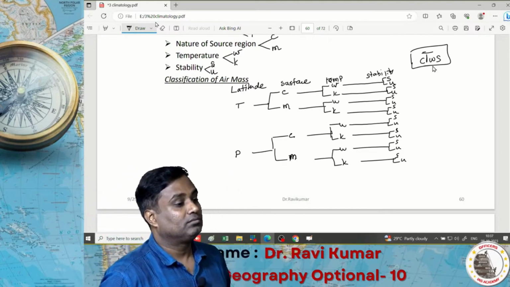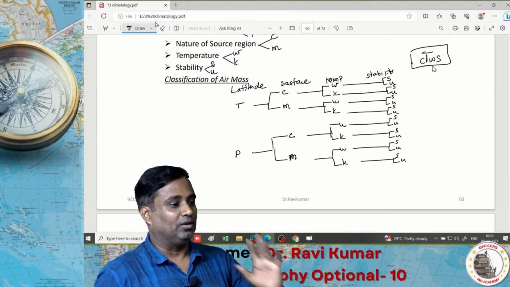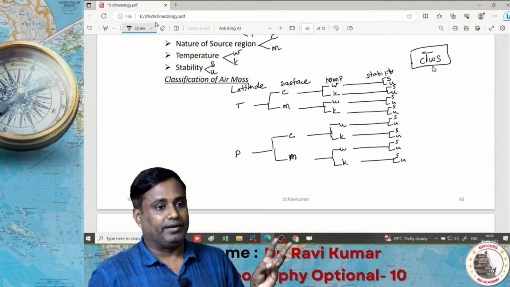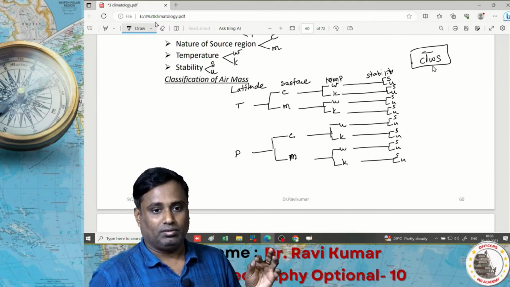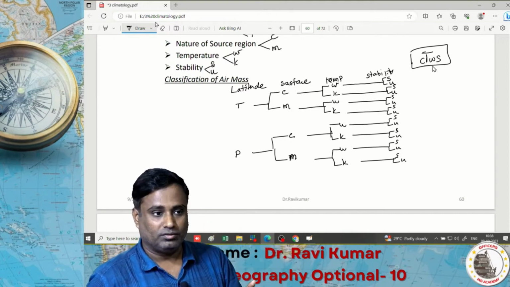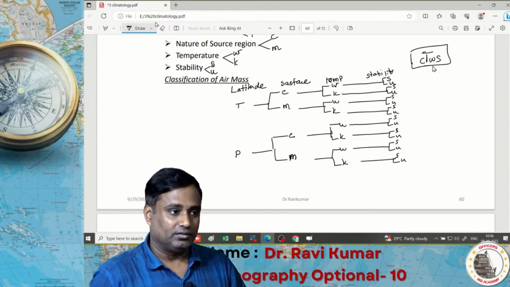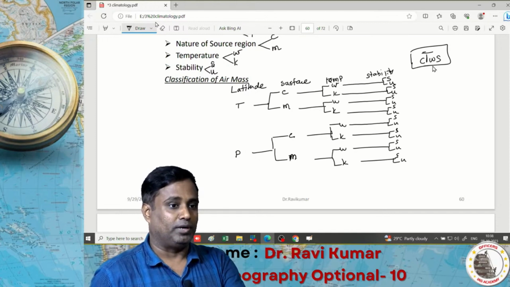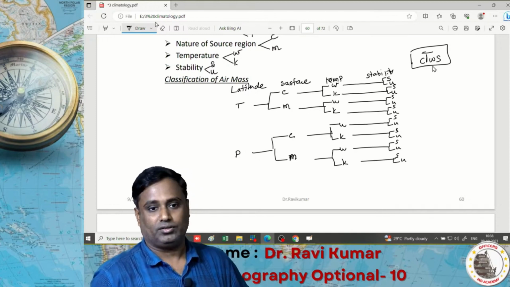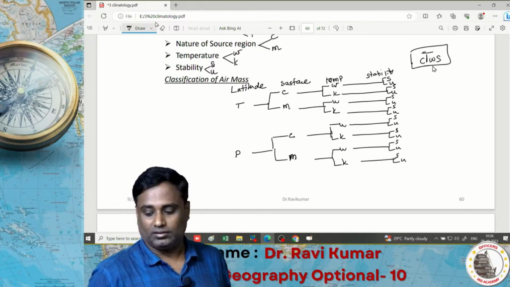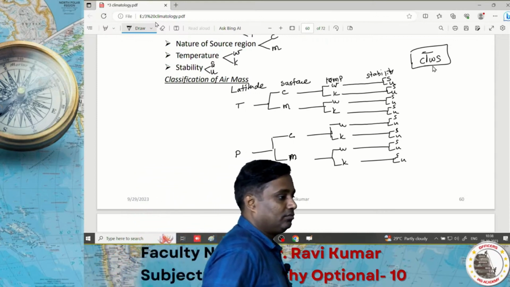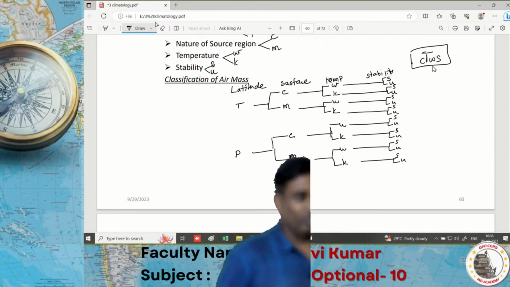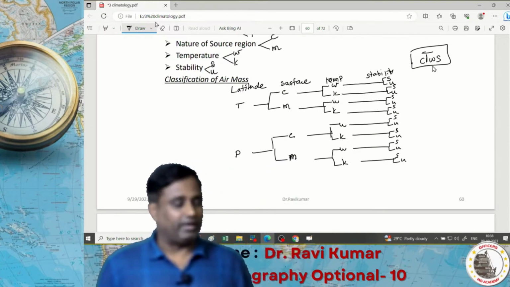Example: continental, tropical, warm, stable is formed over the tropical region over the continental land surface, and is high temperature and stable. A possible example is over the Sahara Desert. Found it. This is the meteorological symbol of air masses. If you know the logic, if you know the classification, we can answer very easily.